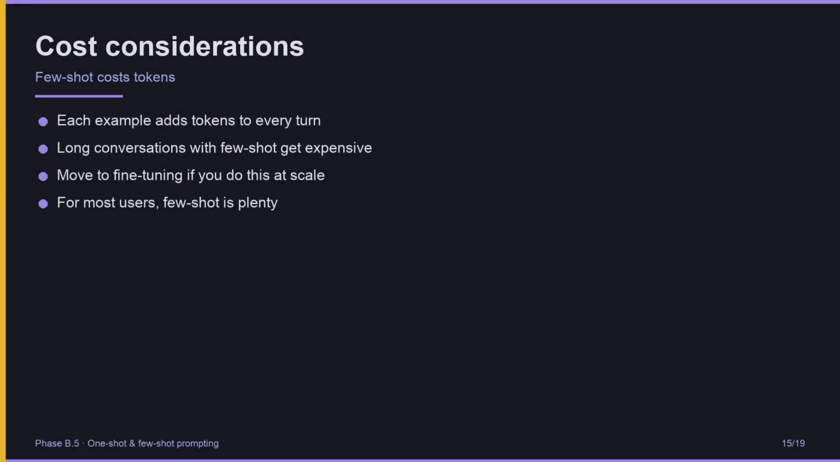Cost considerations. Each example adds tokens to every turn. The model rereads them every time you send a new message. Long conversations with few-shot prompts can get expensive fast. If you're running few-shot at serious scale, thousands of requests a day, look into fine-tuning, which bakes the pattern into the model itself. For most users, few-shot is plenty and the cost is manageable.